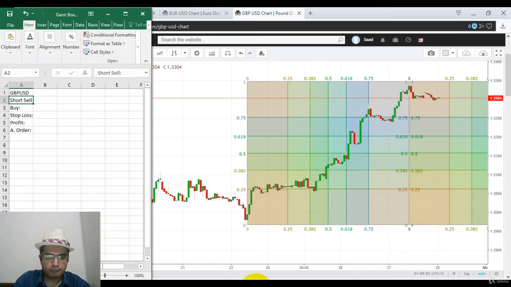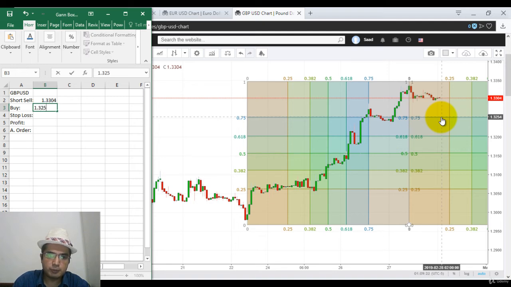Now, as we are short selling because we are aiming for a lower number, we cannot buy. If the price was here, we could have bought and the price would have gone up. But from the top, we are short selling it. So on the short selling basis, we will be doing it at the current price. It is 1.3304. Now, where will we buy? We will be buying above this level.